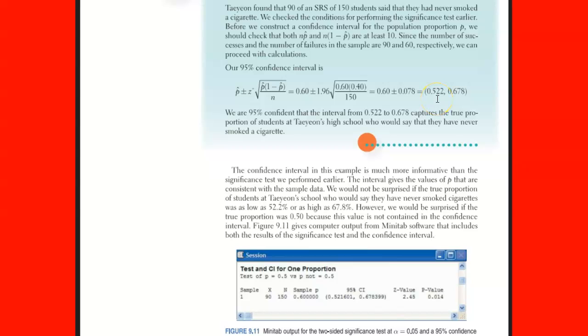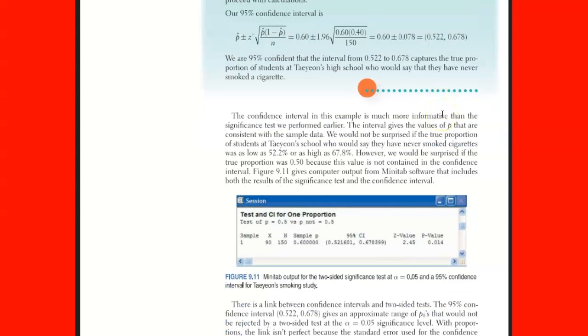This confidence interval not only tells me I should probably reject a hypothesis that p equals 0.5, I also have pretty strong evidence that it's higher than 0.5. It's something between 52 and 68%. So this confidence interval gives me more information.